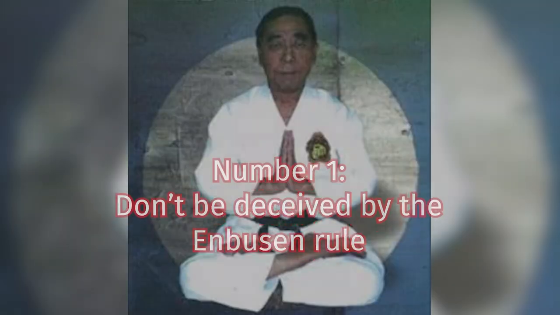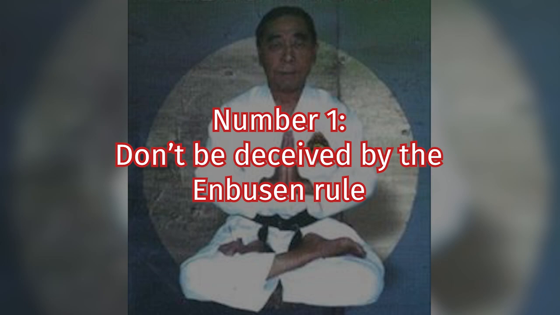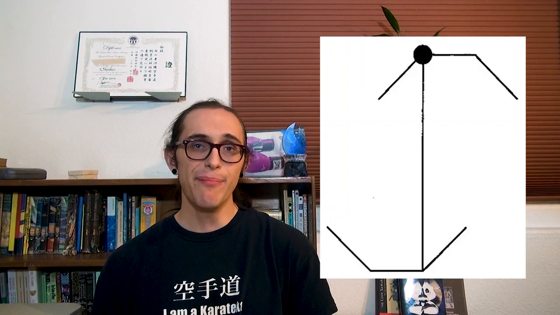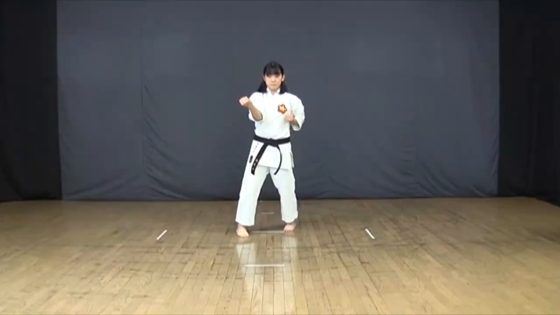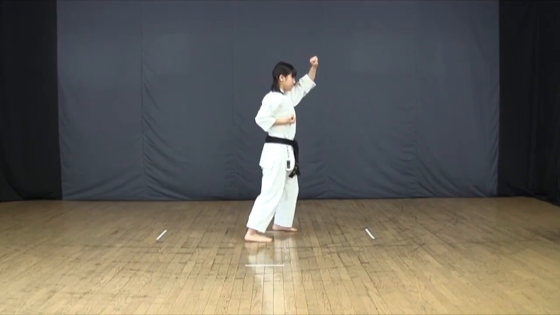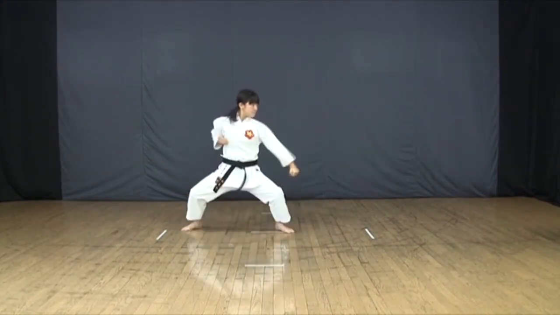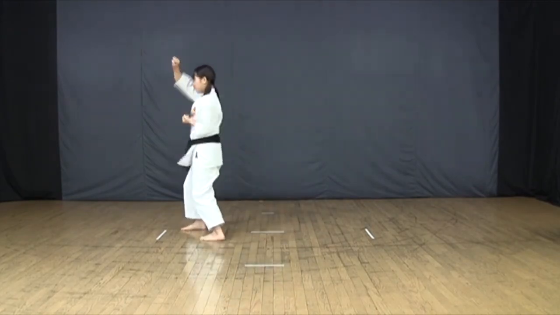Starting off, we have number one, don't be deceived by the embusen rule. The embusen is the line of martial performance, or the directions in which you move when you perform kata. Some of these begin with or include turns to the left or to the right, and motion in all eight directions. Many kihon kata, such as the Gekisai kata and the Taikyoku kata, begin with a turn and a block to the left. Toguchi warns us not to interpret this sort of motion as literally fighting against an enemy who's coming from your left side.